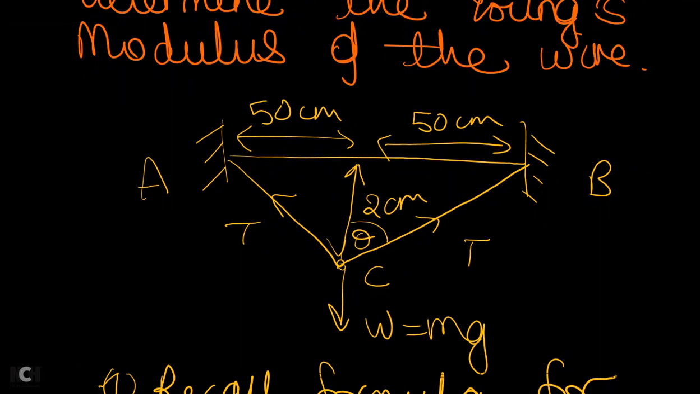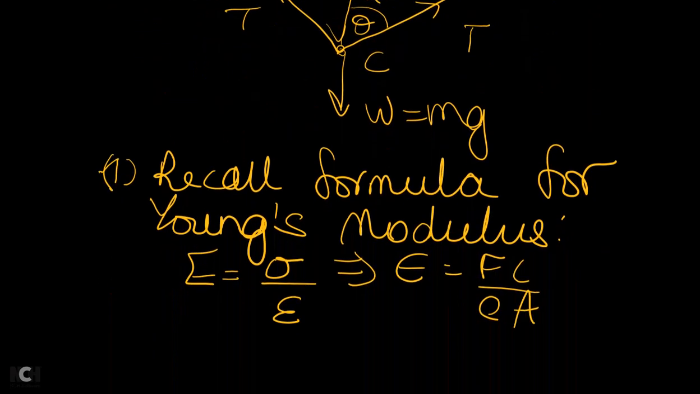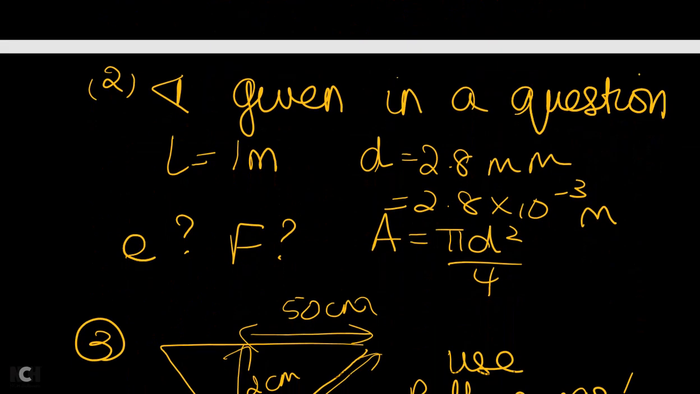So now you have tensional forces acting, right? And then you have a weight attached. So my first concept was to get the formula for Young's modulus. Now I look at the question, what is given? Oh, and I was told the length of it was 1 meter, right? So then I don't have E and I don't have F, right? But I have to find it.